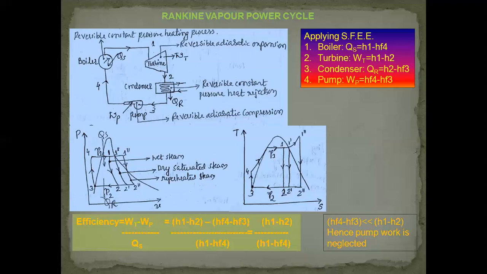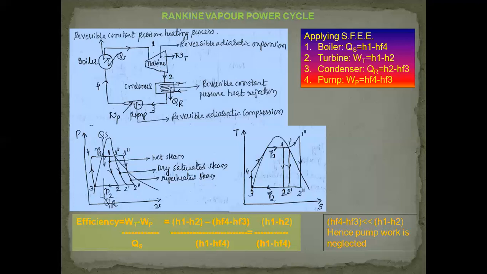The amount of heat added in the boiler is QS. So now the 4 quantities: QS is the amount of heat added in the boiler, WT is the work of expansion from the turbine, QR is the heat rejected in the condenser, and WP is the work input to the pump. So these are the 4 quantities that must be considered in the Rankine cycle.